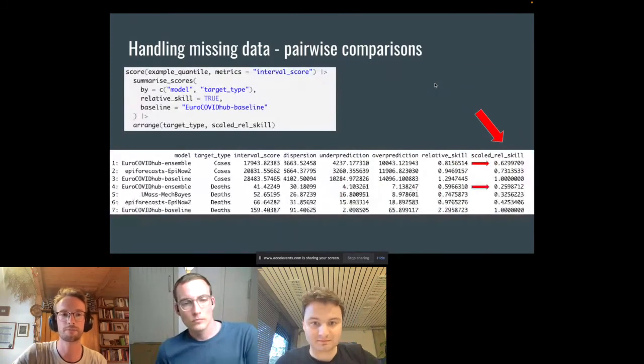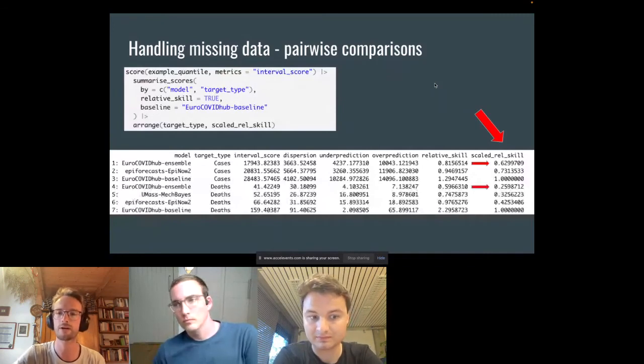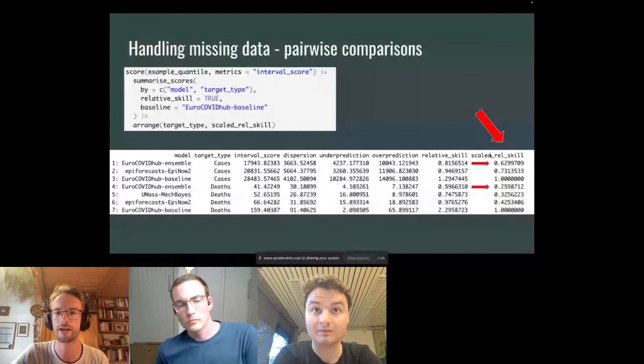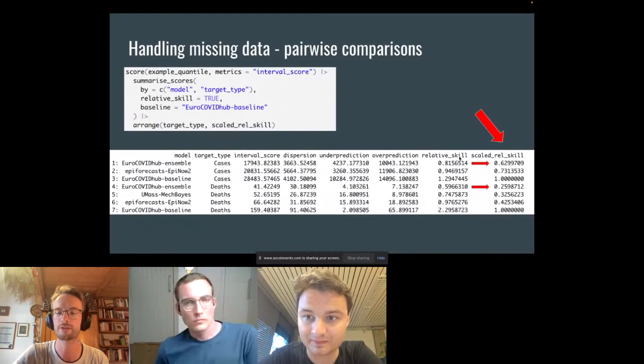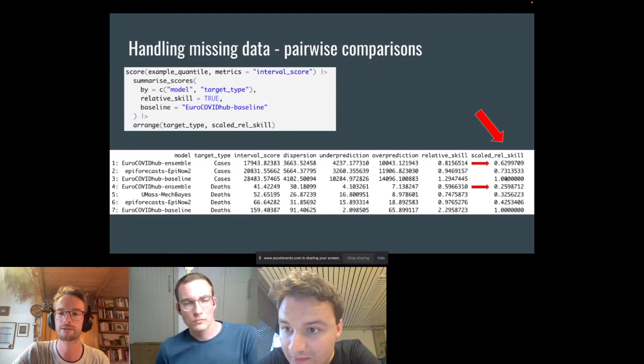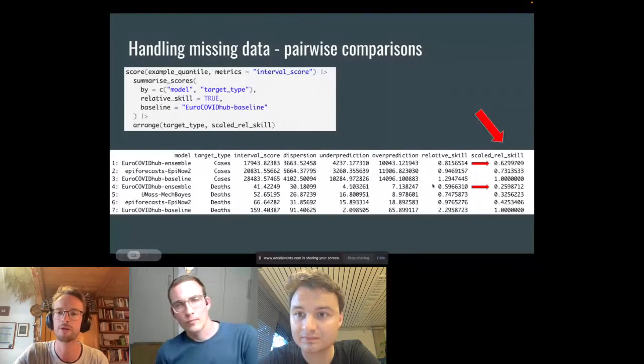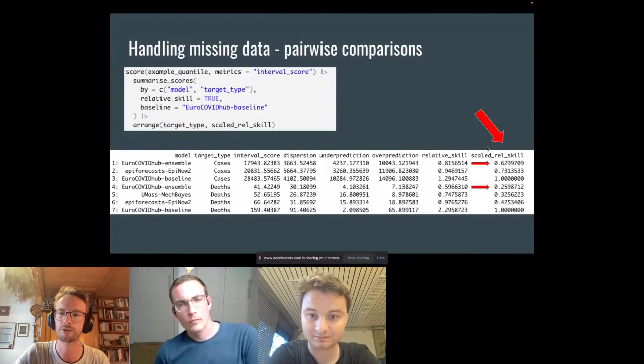And you can also do that as part of the summary function, as I just mentioned. There's a thing that we call relative skill. So you get a relative skill score depending on the results of the pairwise comparisons, and you also get a scaled version of that to provide a baseline. And this is 1. If your number here is lower, then that means that the model is a lot better. And you can get a separate skill score per target type.